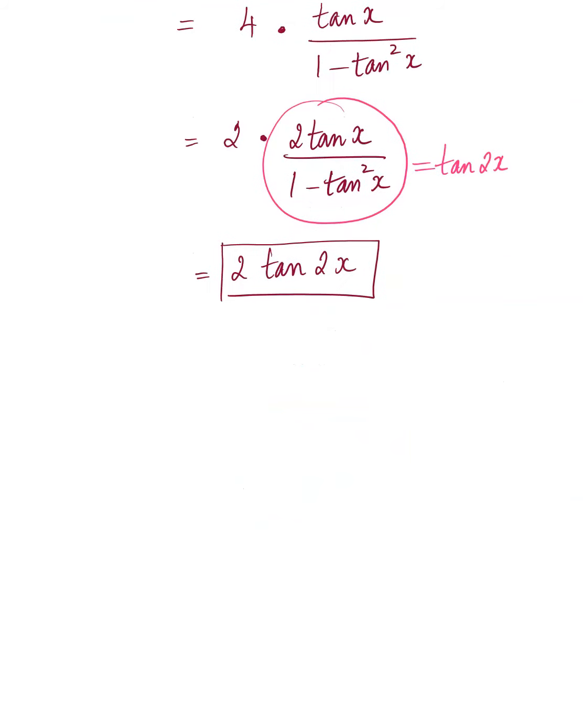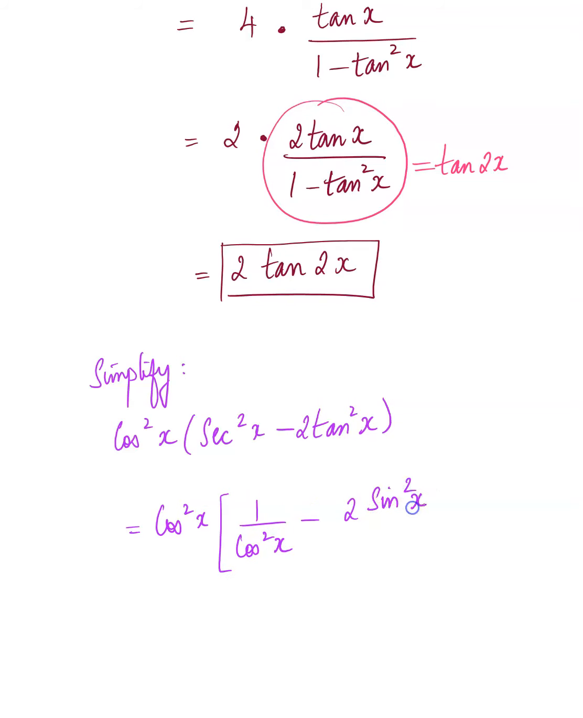Try one more. Simplify cosecant squared x times secant squared x minus 2 tan squared x. When you have an expression like this, we would like you to write them all in terms of sine and cosine. So secant squared will be 1 over cosine squared x minus 2. Tan squared will be sine squared x over cosine squared x.